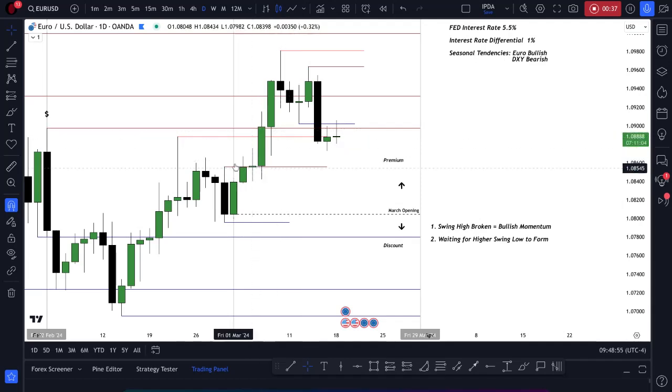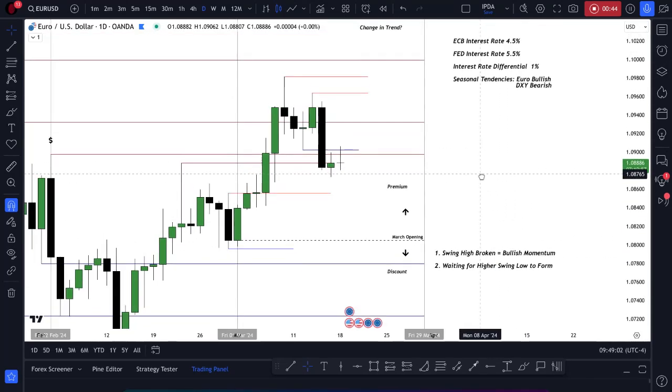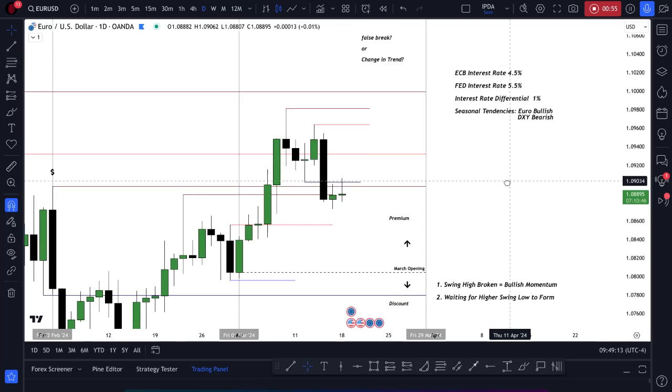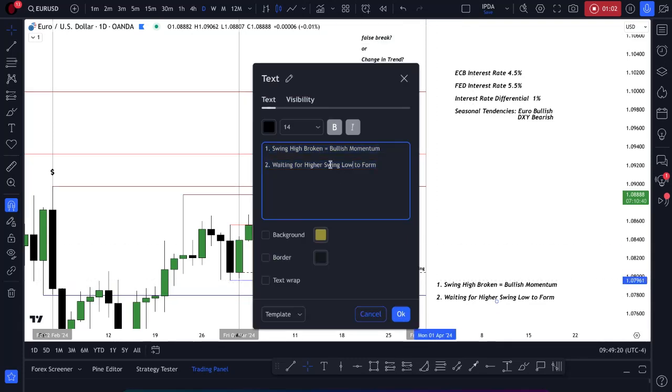So we're breaking swing highs all the way up going into March, and we were just waiting for a higher swing low to form for us to give that continuation higher. We got it, but then Thursday comes all the way down and just runs it right out. So this could be a change in trend because this could be bearish momentum coming into play. Now, if the formula is going to change, it would look like this. So swing low broken. This is now going to be changed to bearish momentum.